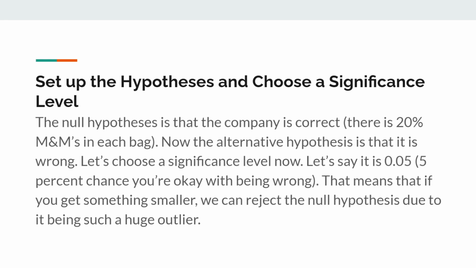Now, say there's a 5% chance you're okay with being wrong. I don't know why I said significance level. Okay, I guess that works. It's the alpha.